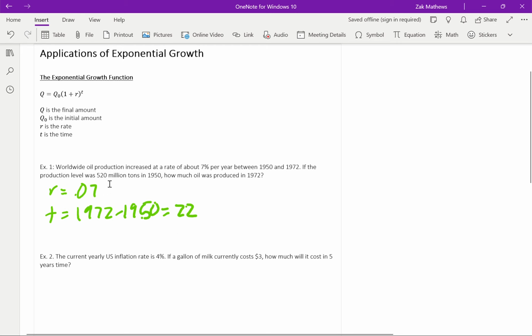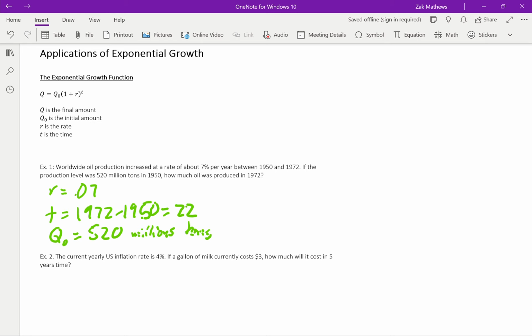The last thing we want to do is define the initial amount. The production level was 520 million tons in 1950, so I'm going to use a Q naught, or an initial quantity, of 520. Now you might say, shouldn't you use millions? But I keep in the back of my mind that this is millions of tons, so once I get my final answer, my answer is just going to be in millions. So I'm just going to use 520, keeping in mind we'll get million tons at the end.